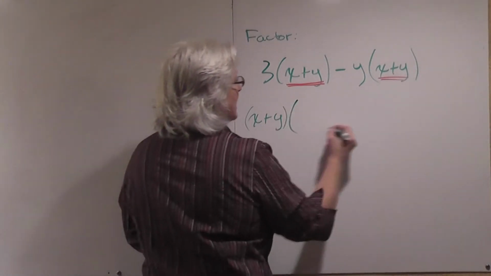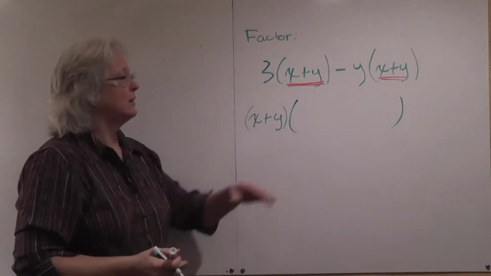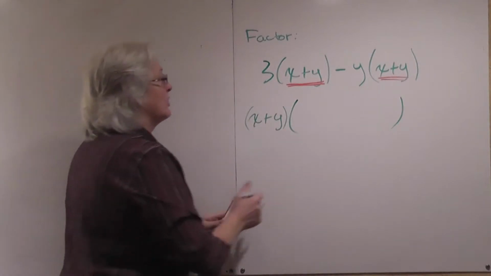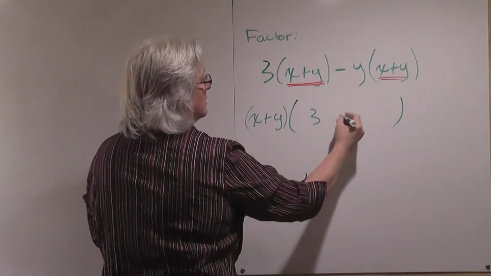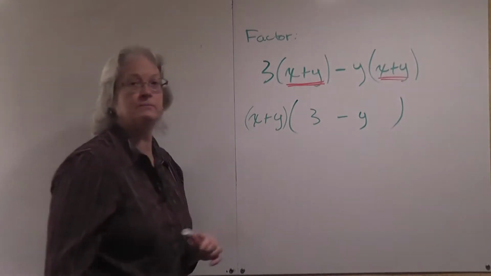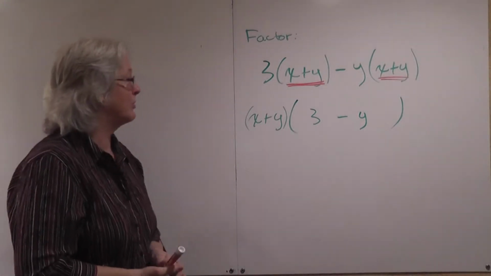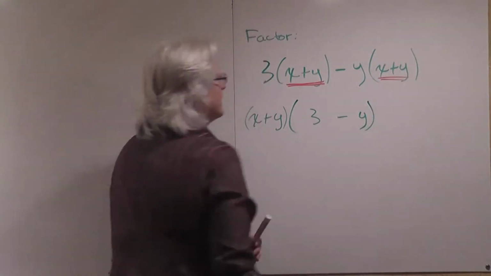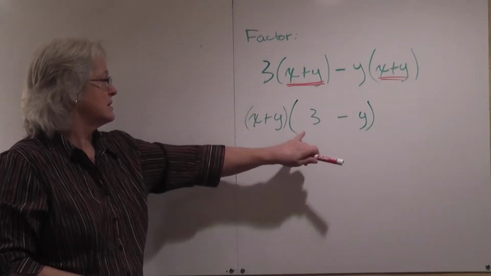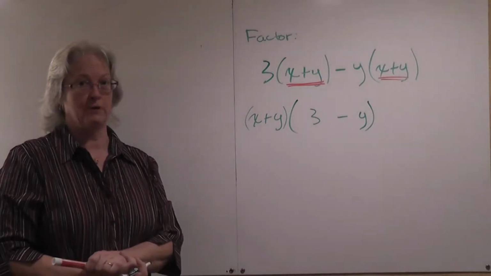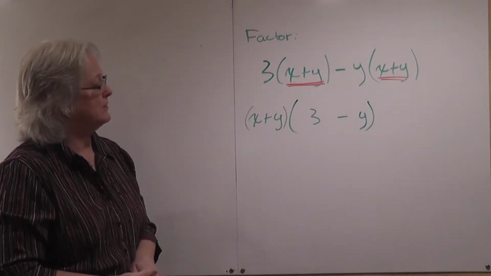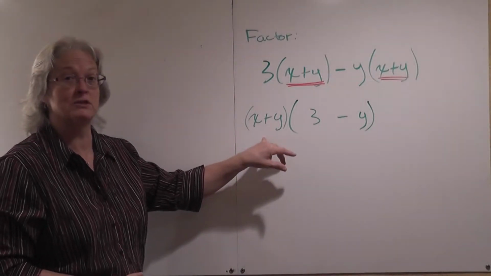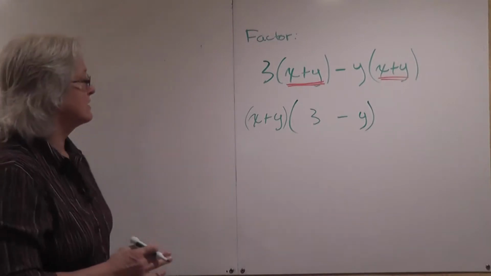When we remove a factor of x plus y, what do we have remaining? We remove x plus y, we have 3 minus y. So we factored our problem. The quantity x plus y times the quantity 3 minus y. Okay? Now what would happen if we didn't have the parentheses around here? Let me just step you through this exercise.